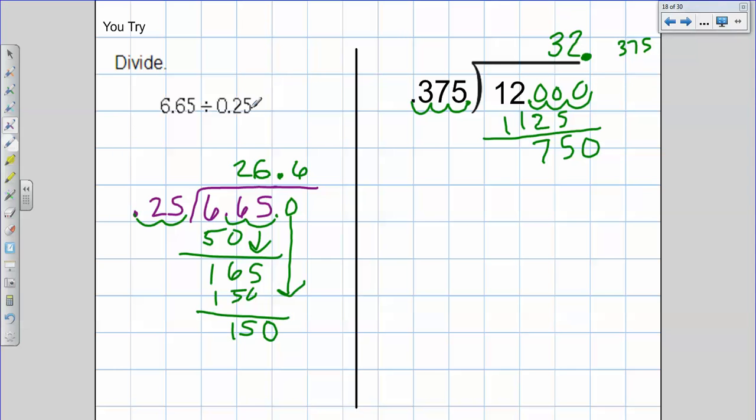All right, so let's see how we did here. Again, 25 hundredths, I'm going to have to move my decimal point over twice. So my final answer, when you do all of your work, should be 26 and 6 tenths. And then 12 divided by 375 thousandths, our final answer is going to be a whole number of 32.